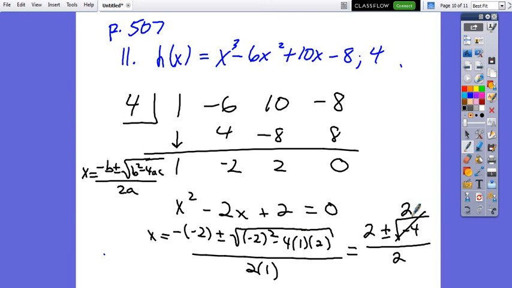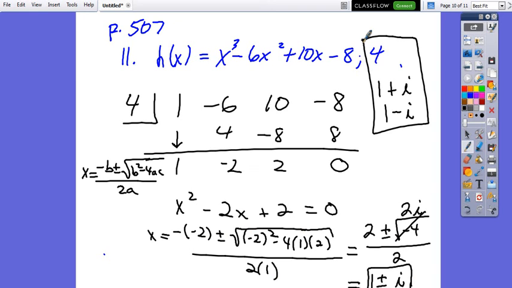Can I simplify it further? Yes, because all of these 2's are divisible by 2. So it's going to end up as 1 plus minus i. Now, how many solutions are right there? How many roots? 2. The 2 roots are 1 plus i and 1 minus i. So these are the 3 zeros of that cubic function. And notice the conjugates: if you've got one imaginary number, you're always going to have its conjugate as part of the solution.